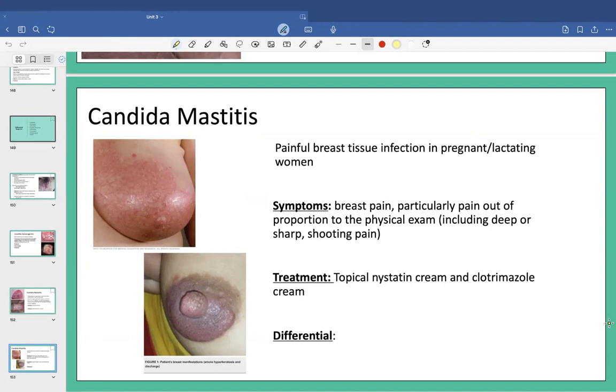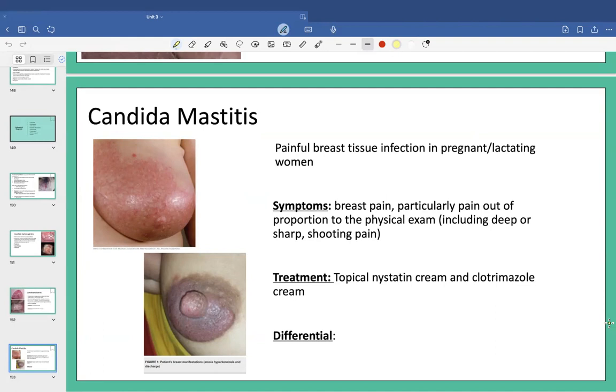The first picture, you see that red surrounding color to the breast. The second picture is more of a hyperkeratosis of the areola and the nipples, which looks a little bit different. So those are two different variations of how that might present.